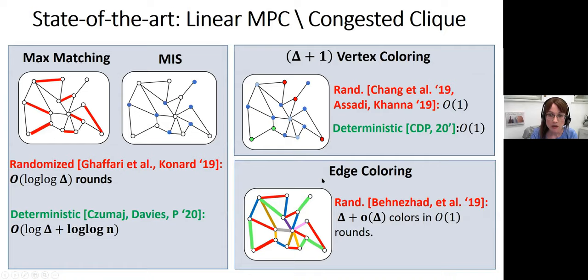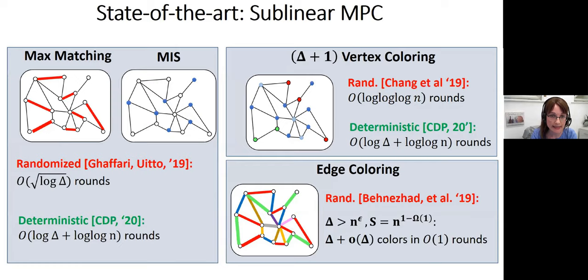Moving to vertex coloring, here we are happy. The problem is kind of resolved. We have a constant round deterministic algorithm in this setting. There is also some randomized result for edge coloring, but let me not delve into that because of lack of time, and move on to what we know on the sublinear MPC regime.